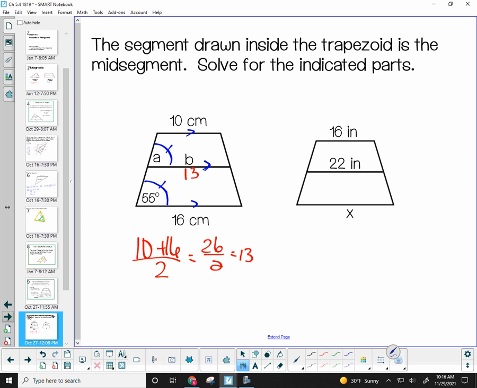All right, so the next one, I'm going to teach you how to do it two different ways. We've done something very similar to this, so I'll link it back in a minute. But we know that the midsegment is equal to the average of the two bases, right? So my bases are x and 16. So x plus 16 divided by 2 should equal my midsegment, which is 22. All right, so multiply both sides by 2. I have x plus 16 equals 44. Right, subtract 16 gives me 28.